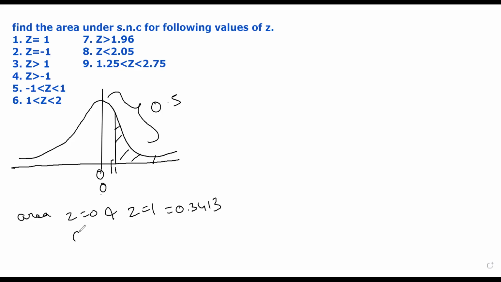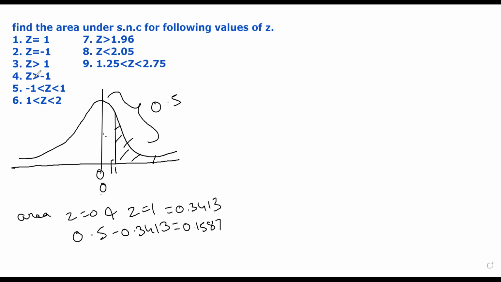We can find out this shaded region by 0.5 minus 0.3413. So it is 0.1587. This is again based on the theory that because the Z standard normal curve is symmetric and the total area is 1, so it is equally divided on both the sides of the axis. So here it is 0.5 and here it is 0.5. I know this area. 0.5 minus this, I'll get this area.